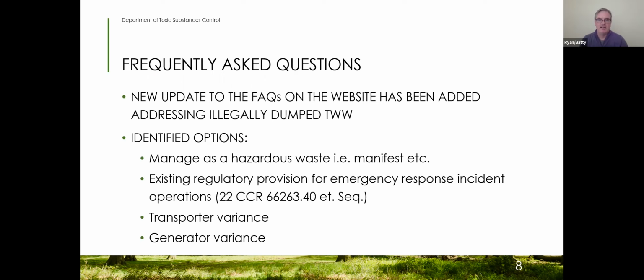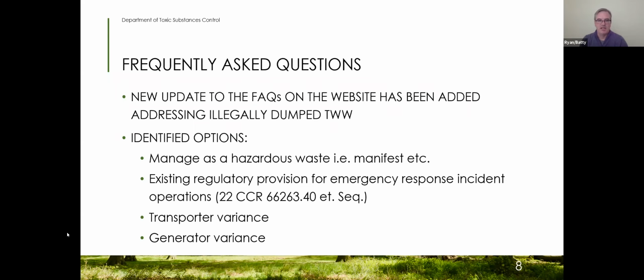indicated there. That process is also called a variance, but it's different from the treated wood waste variances that we're discussing today. That variance process could be applied to any hazardous waste, so it's not limited to treated wood waste. So if you're interested in that, you can find out more information by reading the regulations or also looking on our website. A third option for a governmental agency would be to apply for a treated wood waste transporter variance.